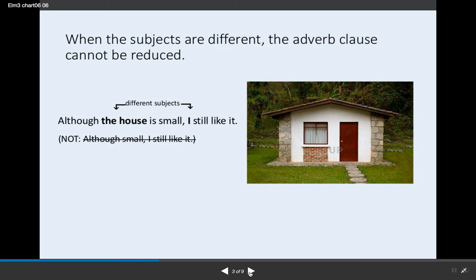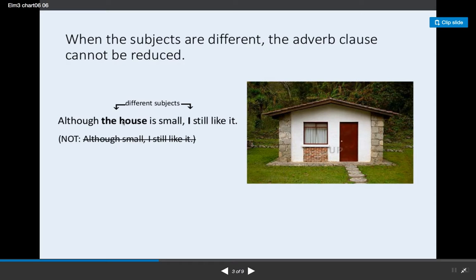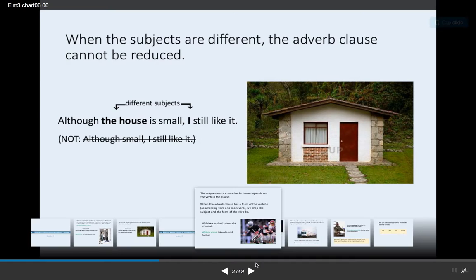When the subjects are different, the adverb clause cannot be reduced. So I say, although the house is small, I still like it. This subject and this subject are different, so I cannot leave either of them out.